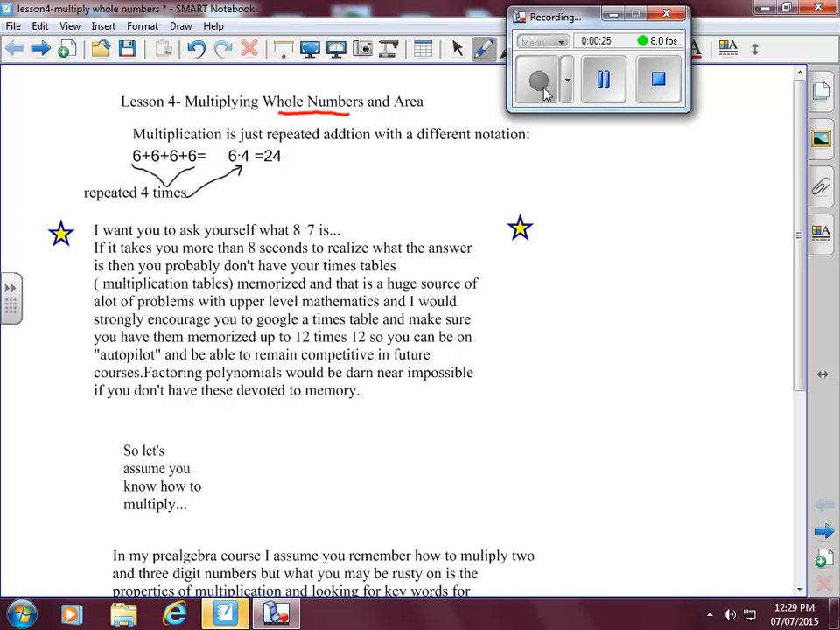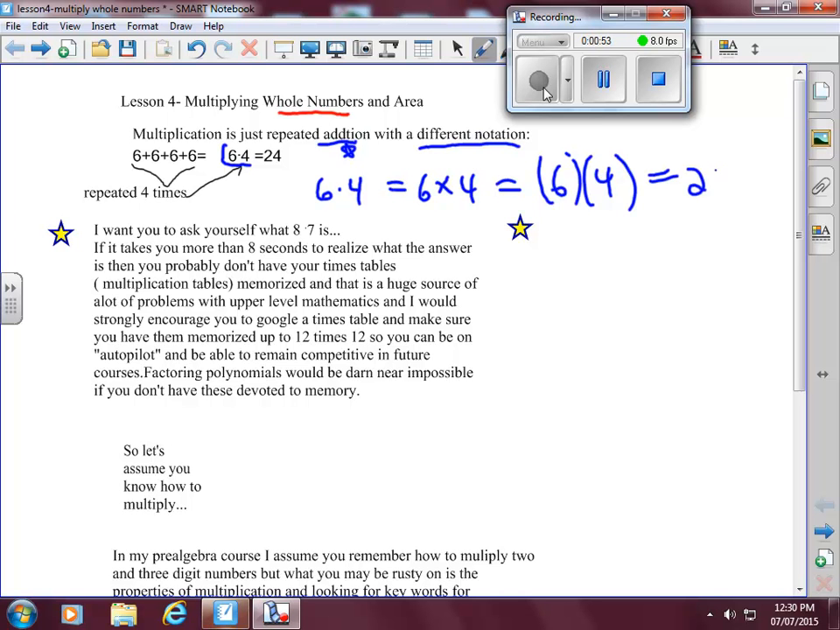So multiplication is just repeated addition. I notice I had a misspell there. It is just repeated addition with a different notation. So 6 plus 6 plus 6 plus 6 is 24, but we can say 6 times 4 to indicate multiplication. We can say 6 times 4, or we can say it like this, parenthesis 6, parenthesis 4. So there are different ways to express multiplication, but no matter what, you get 24.